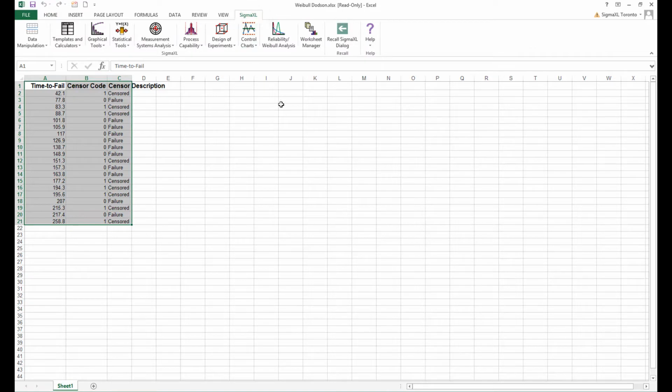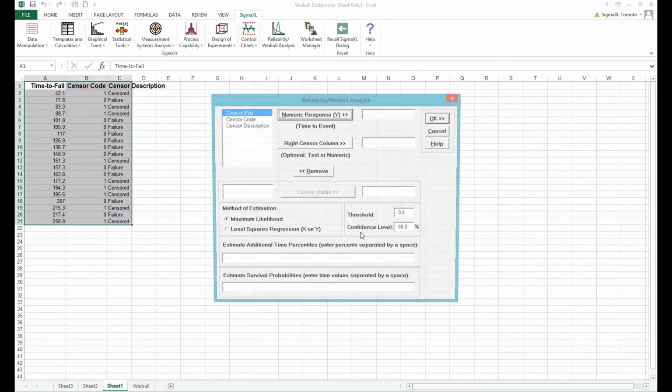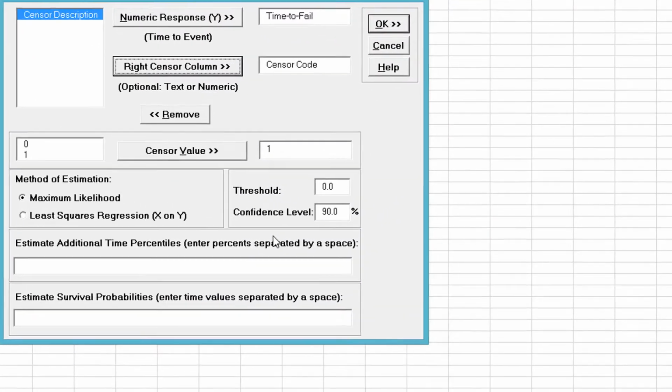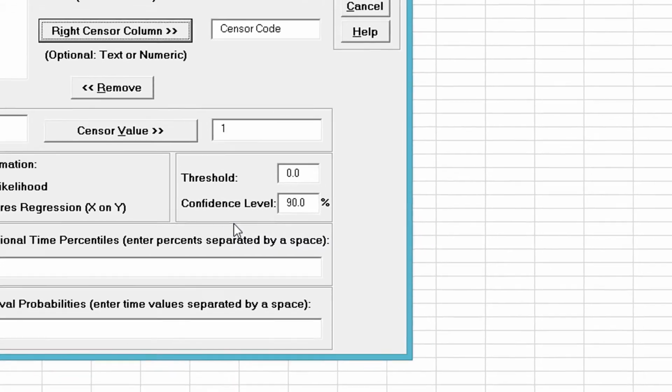Click SigmaXL, Reliability, Weibull Analysis. Select Time to Fail on the left, and then click Numeric Response Y. Select Sensor Code. Click Censor Column. The default censor value of 1 will be used. For this example, we will use the default method of estimation, which is maximum likelihood. Note that some reliability practitioners prefer least squares regression X on Y for small sample sizes. Other defaults include threshold equals 0, confidence level equals 90%.